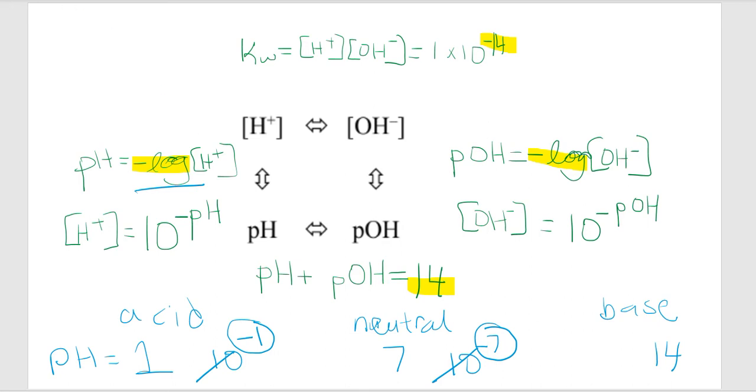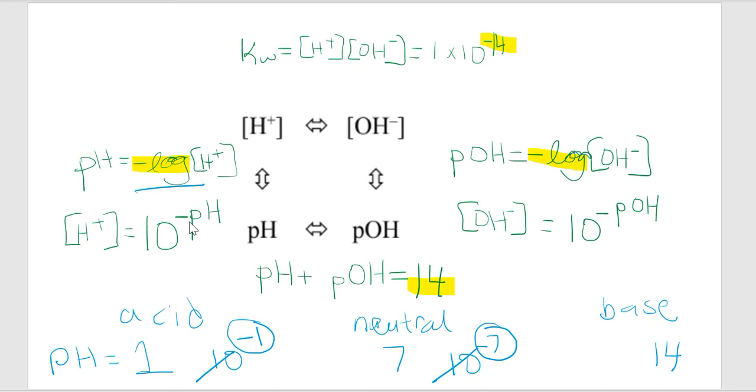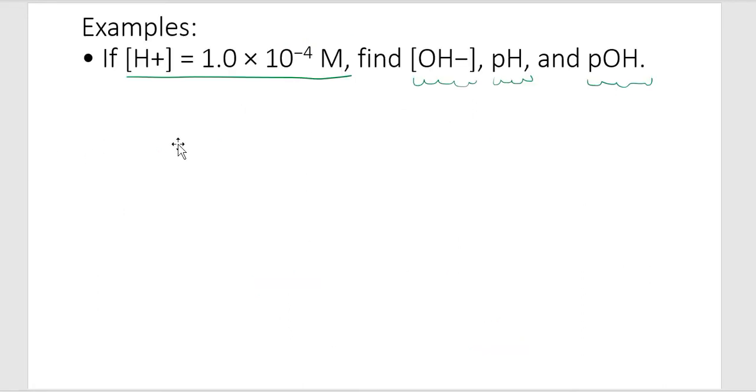And we're going to go ahead and use them for a couple different examples so we can practice how to use these. All right, so we have hydrogen concentration given to us. It's 1 times 10 to the negative 4. They want us to find the hydroxide concentration, the pH, and the pOH. If we're given the hydrogen concentration, we're at this top left corner, we can either find the pH or the hydroxide. We can't find the pOH first, so we can go down or we can go to the right. I'm going to go ahead and go down just because that one's a little easier to me.